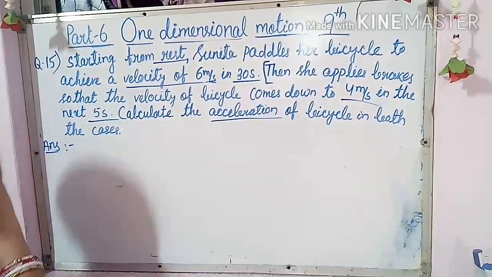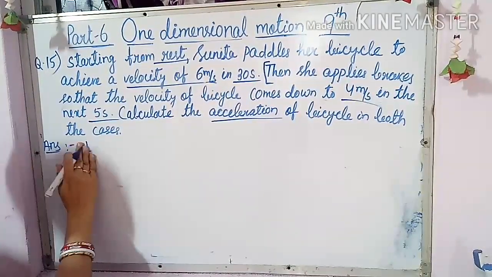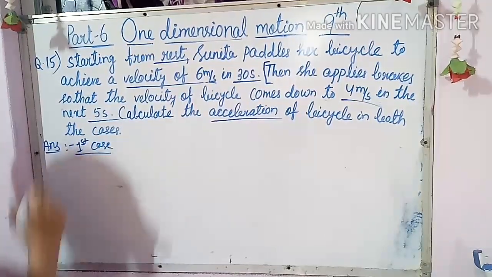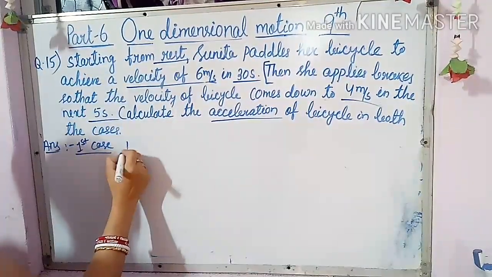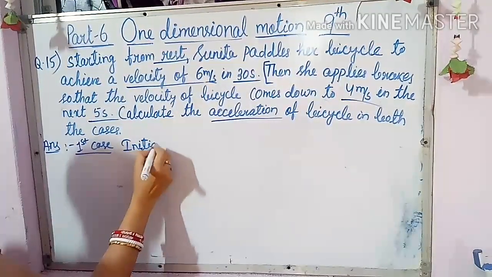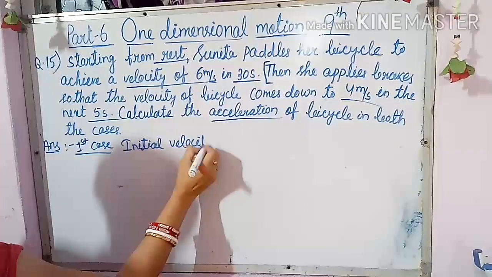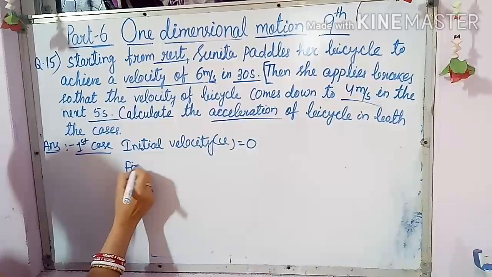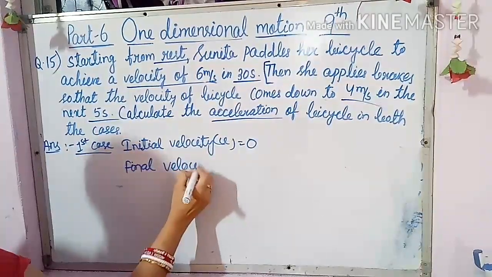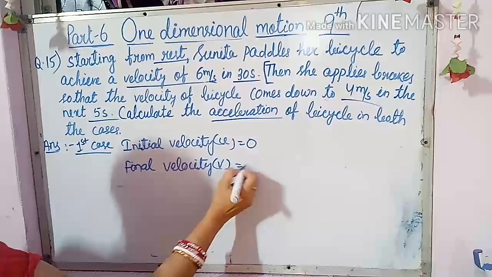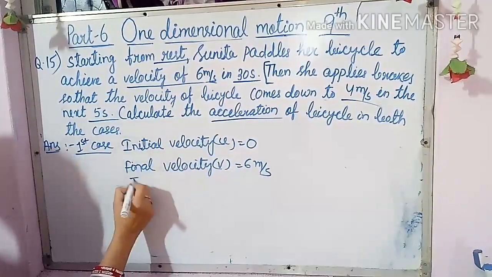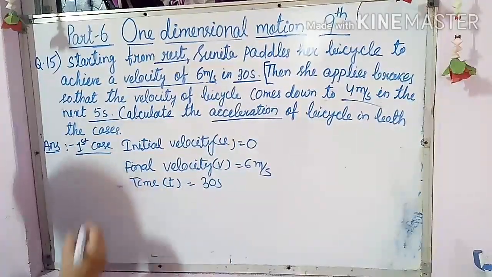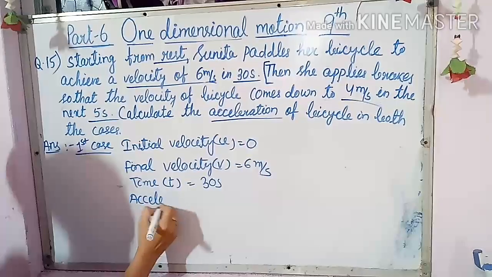Now write symbolically as usual. I will write the first case, because there are 2 cases here. Starting from rest means the initial velocity u equal to 0. Final velocity v equal to 6 meter per second. Then time t equal to 30 seconds. What do you have to calculate? Acceleration. So in the first case you find the acceleration.